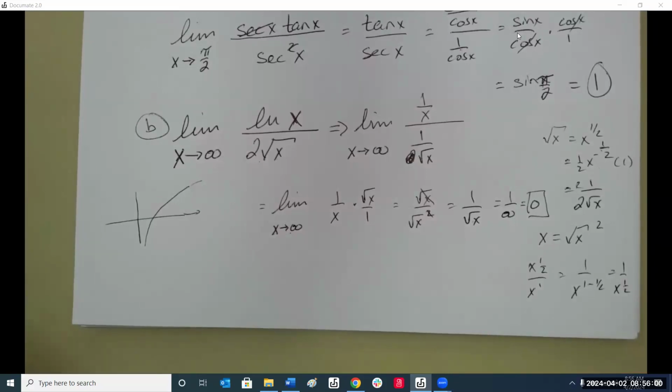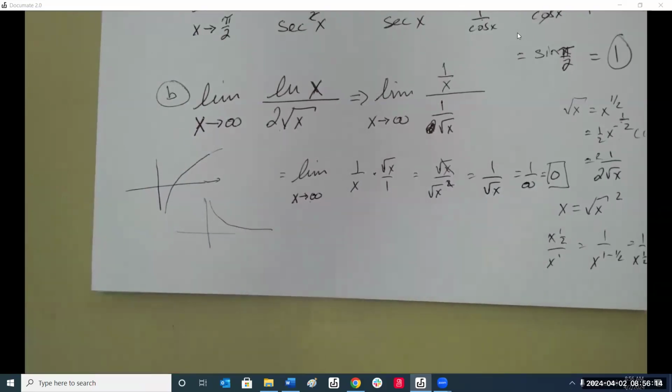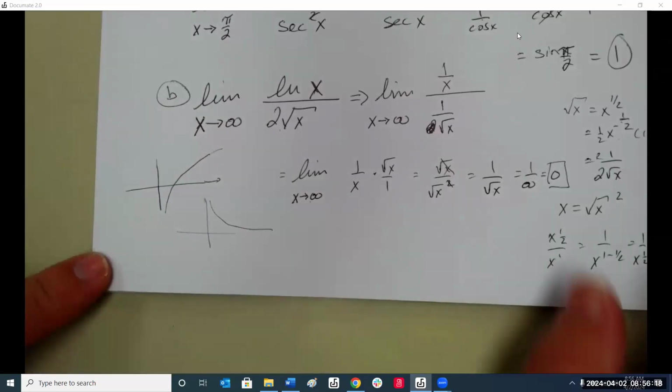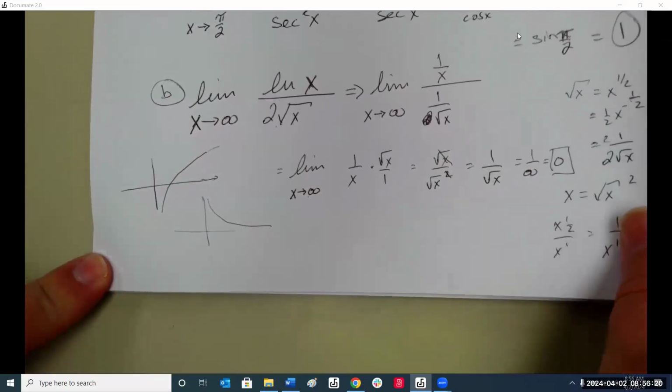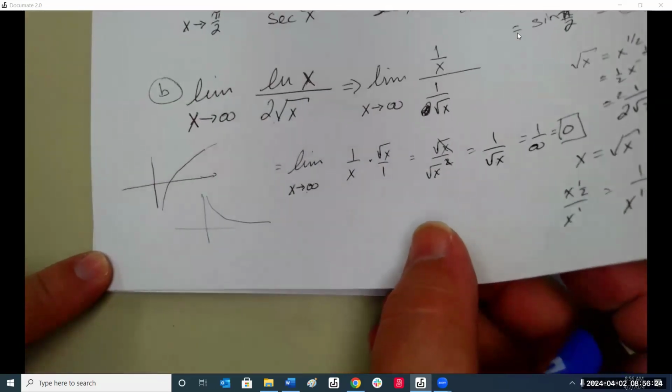Should I put infinity or undefined there? No, because as the x on the bottom gets larger, the fraction gets smaller and smaller and smaller. It looks like this. It's a decreasing function. So you can see.